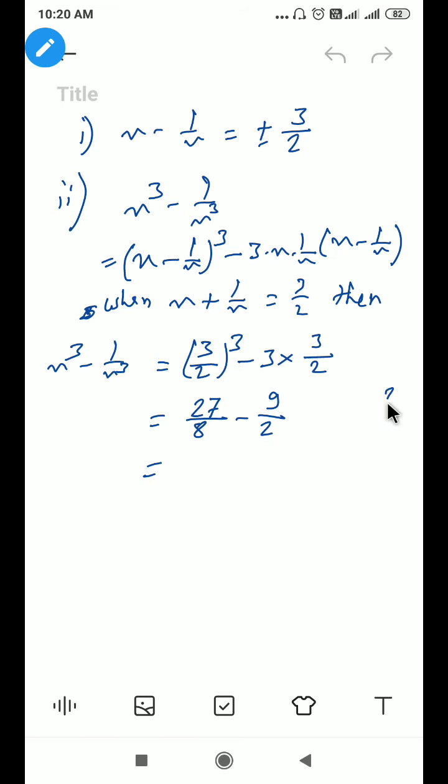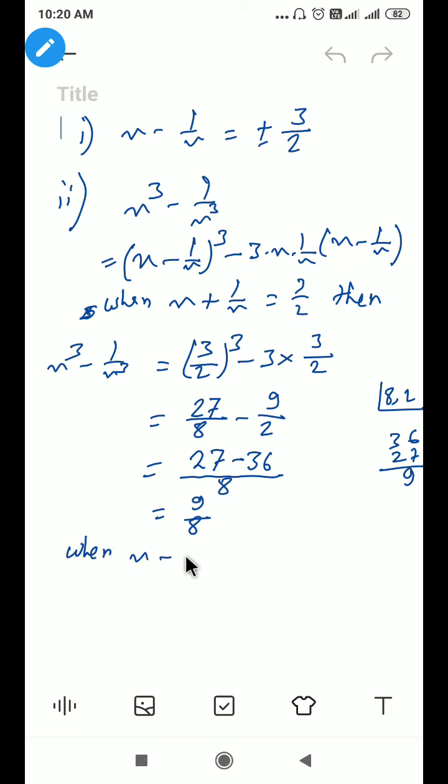So it will be 27 by 8 and here 9 by 2. What is the LCM of 8 and 2? It will be nothing but 8. Which number multiplied with 8 will get 8? That is 1. So this 1 you multiply with 27. And which number multiplied with 2 will get 8? That is 4. So this 4 you multiply with 9. That is 36. If you subtract 36 minus 27, you will get 9. So 9 by 8 is your answer.